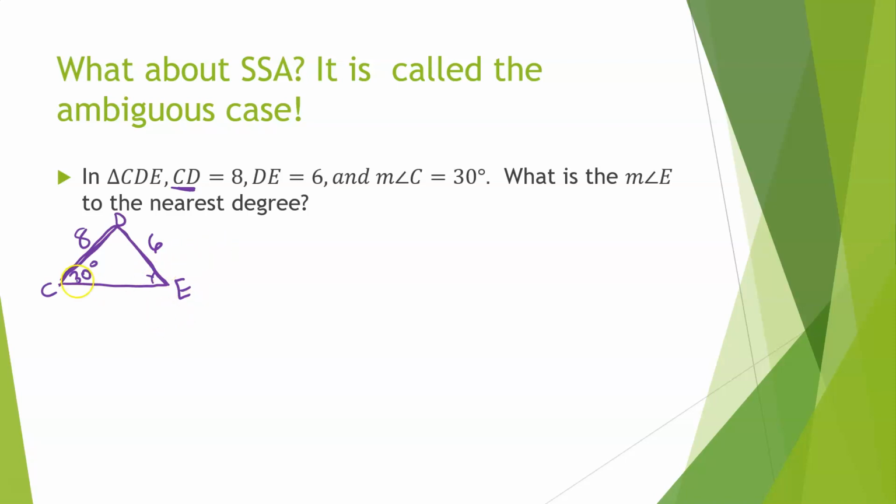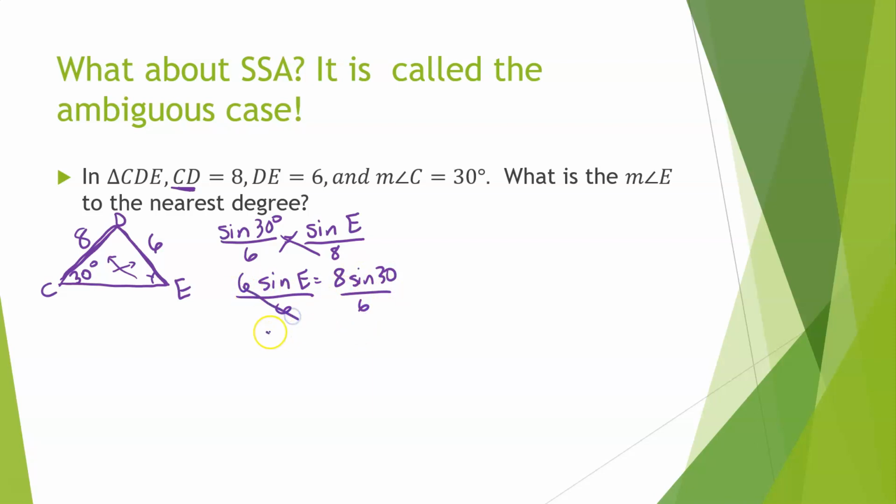Okay, I would take the sine of 30, I use my law of sines, over the side length across from it, which is 6, equals sine of E, which is what we're trying to solve for, over the side length across from it, which is 8. I would still cross multiply. I get 6 sine E equals 8 sine 30. Next, I would divide by 6 to get the sine E by itself.